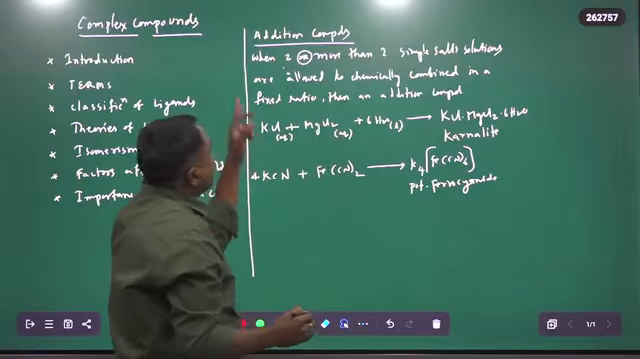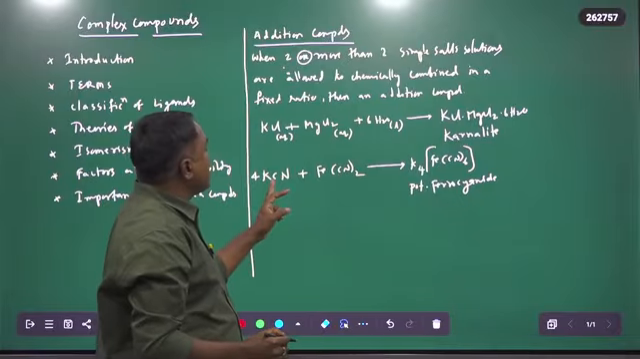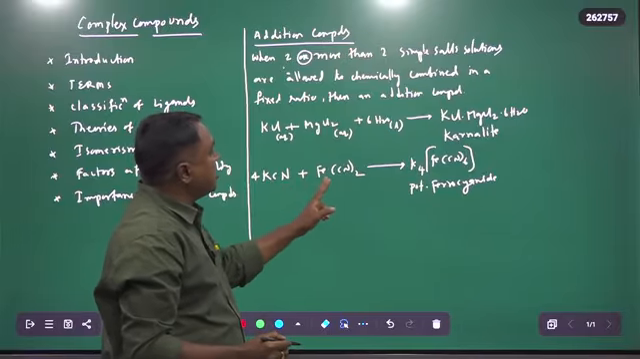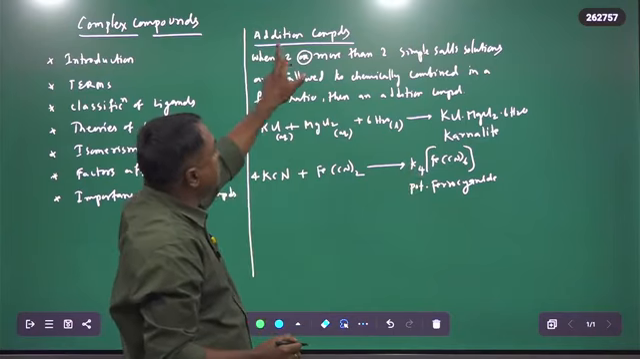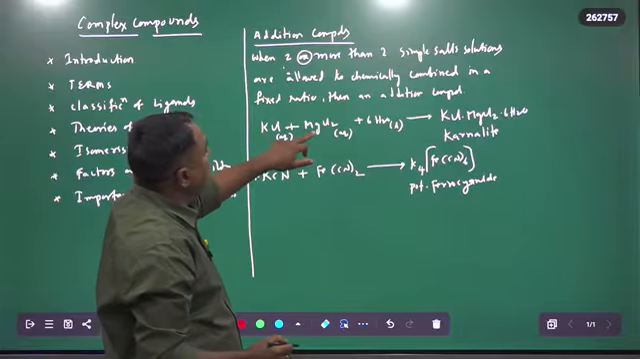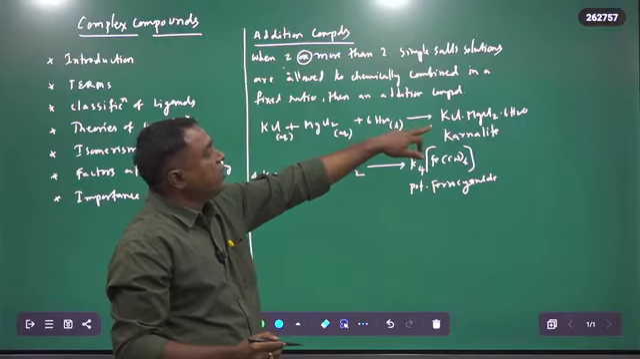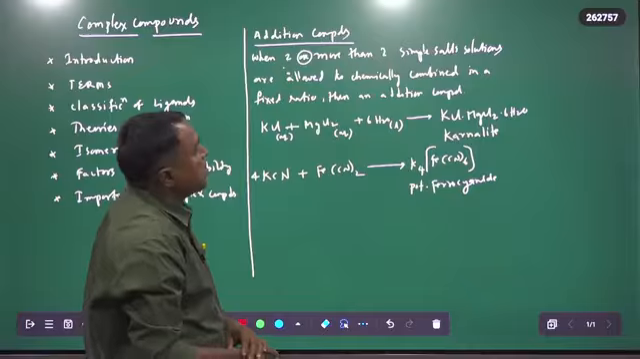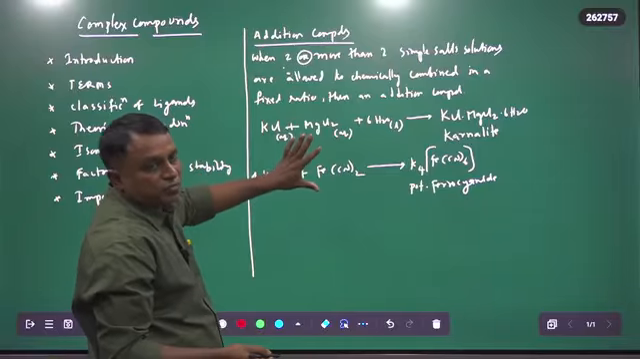Both are termed addition compounds because here this is one simple salt, this is another simple salt, and both were mixed in a fixed ratio. Finally, you get one compound, which is called an addition compound. In the previous case also, potassium chloride mixed with magnesium chloride and liquid water in a fixed ratio gives carnallite, KCl.MgCl2.6H2O. So both are addition compounds.